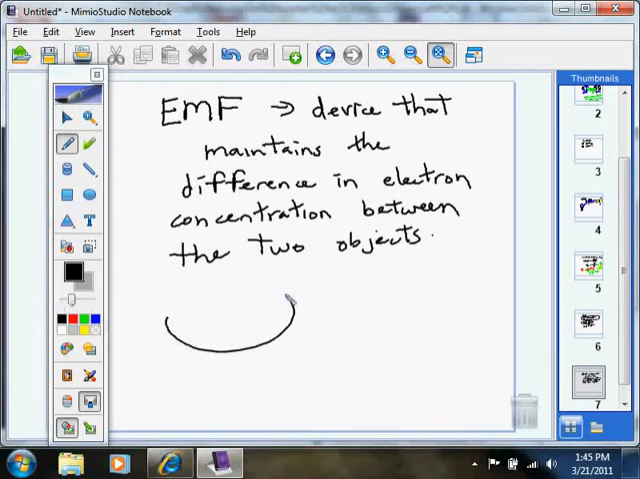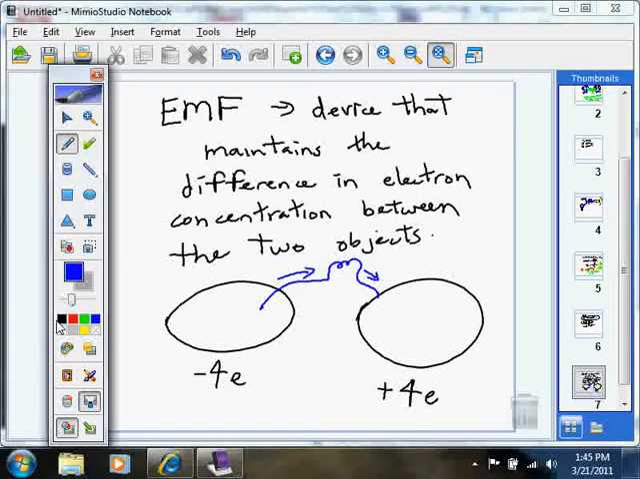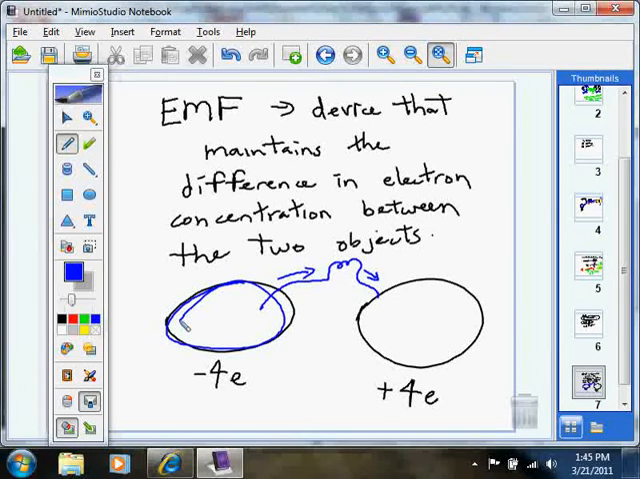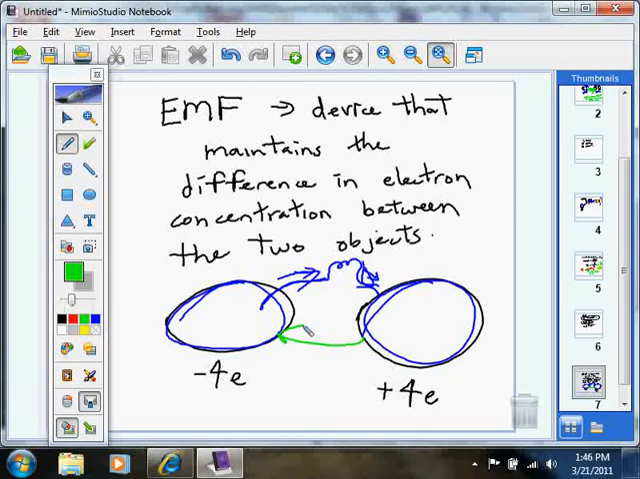We start off with an object that had a charge of -4 elementary units and another object that had a charge of +4 elementary units. And basically, even though electrons started flowing across and going through a light bulb and going this way, this object right here would maintain a charge of -4, and this object over here would maintain a charge of +4, because as fast as those electrons came over this way, the EMF was putting them back.